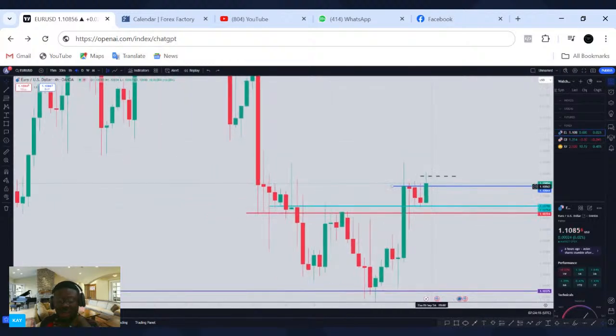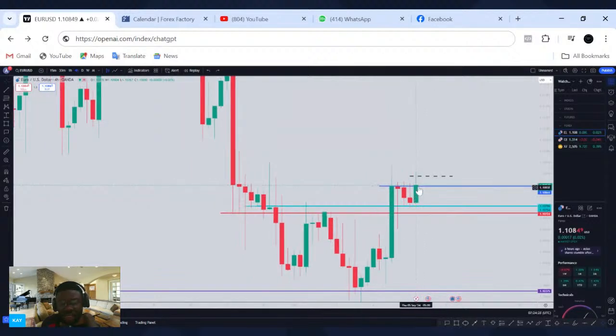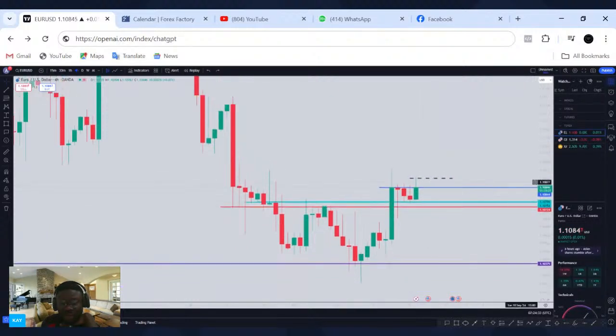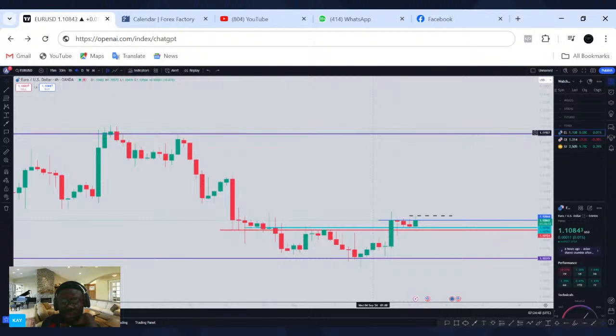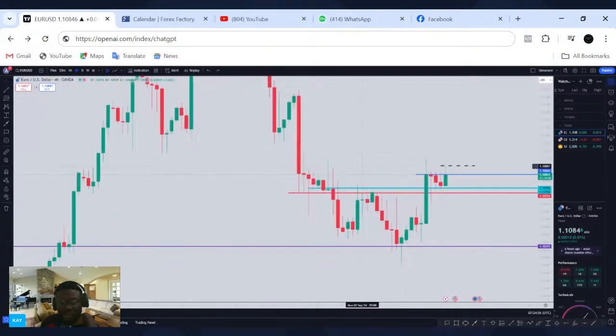So I'm expecting a pullback on the H4 candle. But if it refuses to pull back and this candle closes, then I'll be taking the flip of the next candle, because we have more room over here, more room on this side. But before that, I have to wait for the right things to align before I go in.